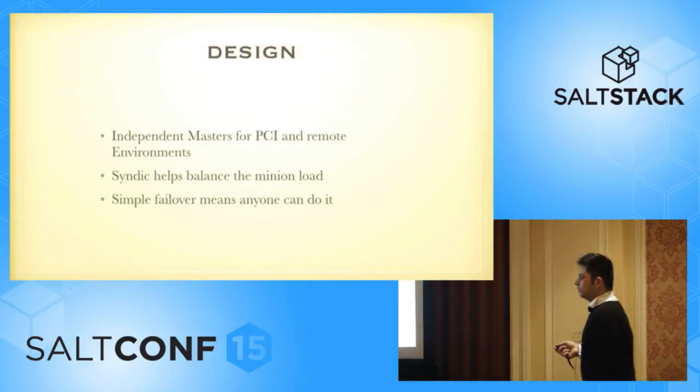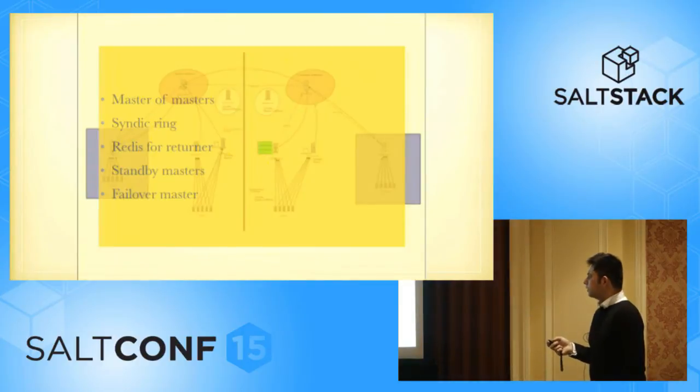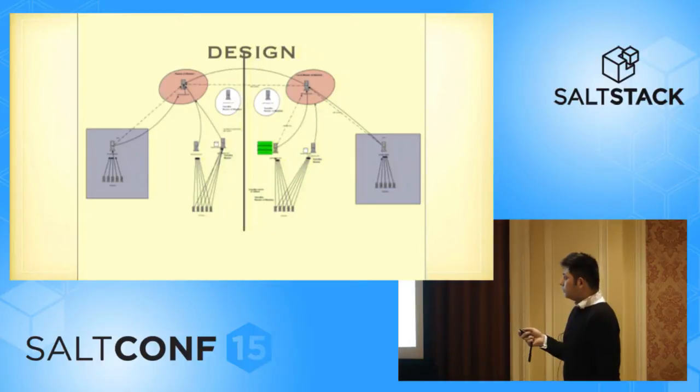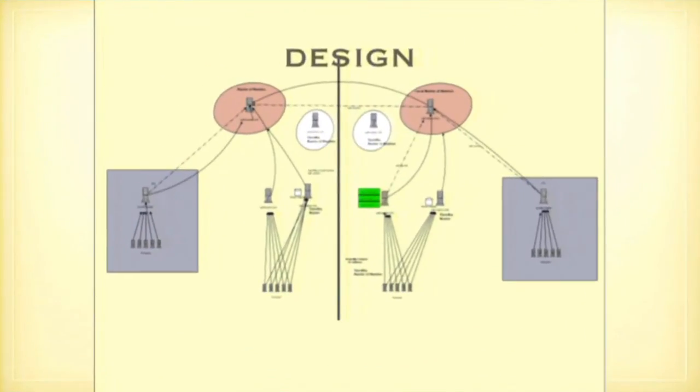Essentially, if I go further down, there is a diagram. Here you see this master of masters. It has a peer, and this black line just explains that these two are in different data centers. So you have a master of masters here, and there is another one here. There are local masters here, and this is a PCI environment, which has a local master here. You can imagine there could be another data center, and you can repeat the same setup.